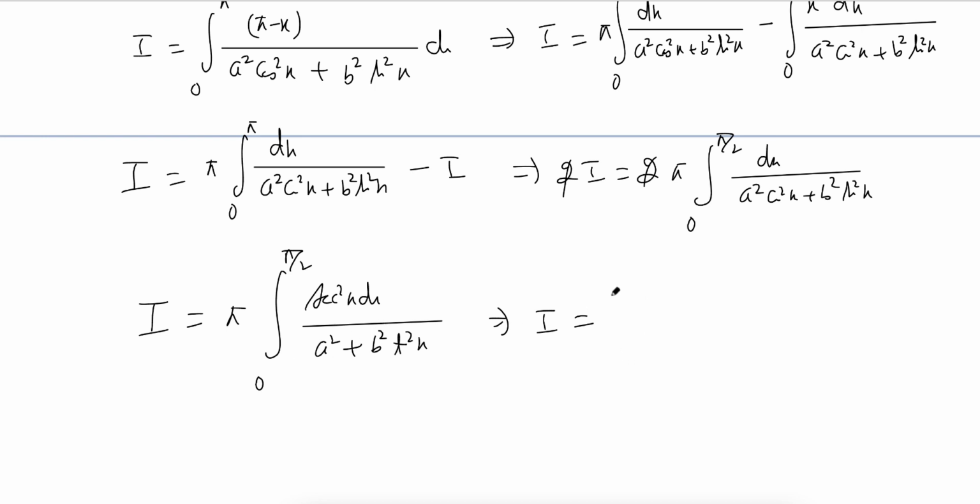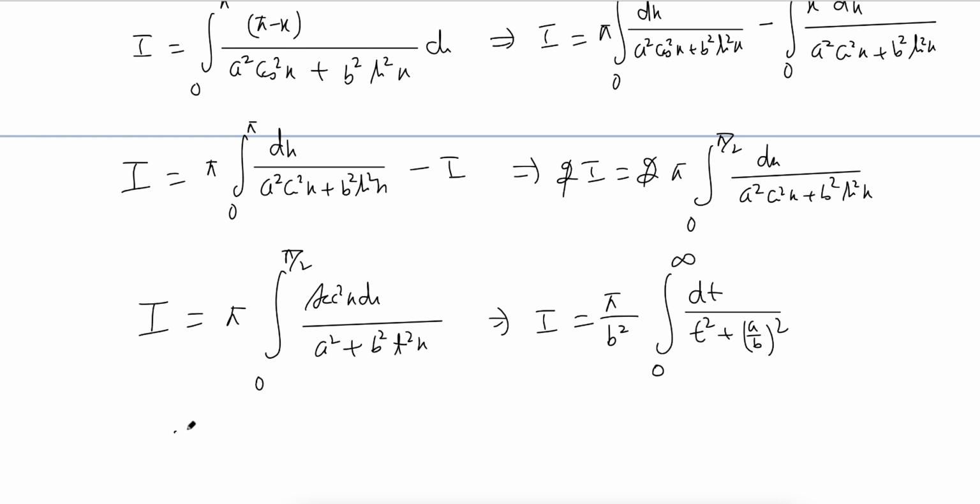From here, b square is common. So pi by b square. Look at tan x equal to t. So secant square dx will become dt divided by b square, which is already gone. So t square plus a by b the whole square. Limits have to be changed. So tan x equal to t. So x equal to 0, so t will be 0. X equal to pi by 2 means infinity.